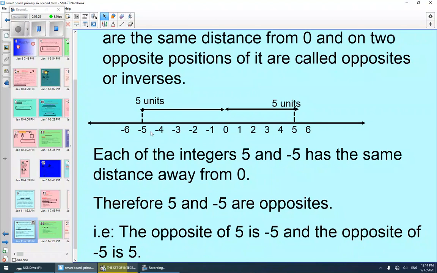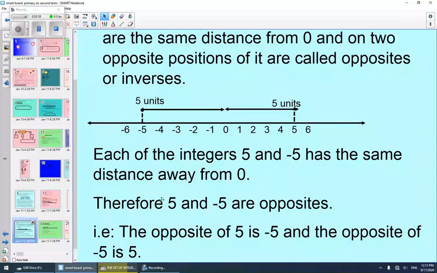This means what? The distance between 0 and the number 5 equals the distance between 0 and the number negative 5. 5 units here and 5 units here. Each of the integers 5 and negative 5 has the same distance away from 0. Therefore, 5 and negative 5 are opposites. This means the opposite of 5 is negative 5, or the inverse.